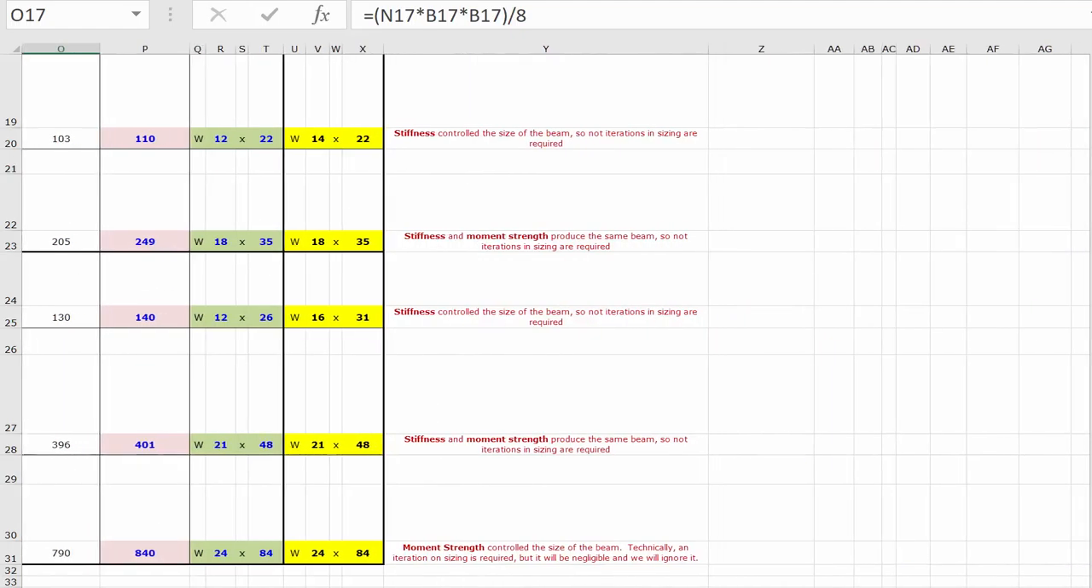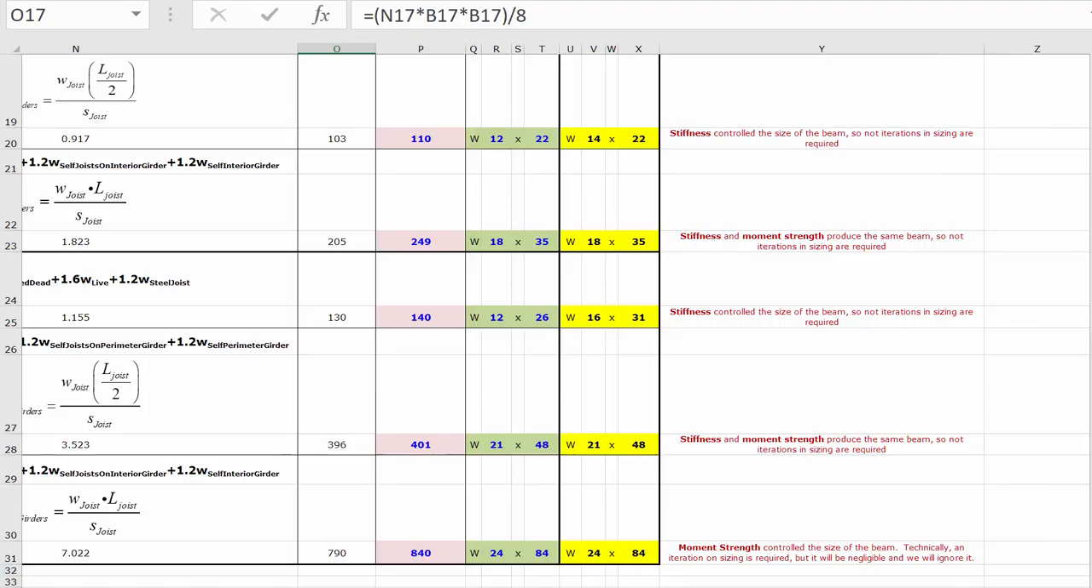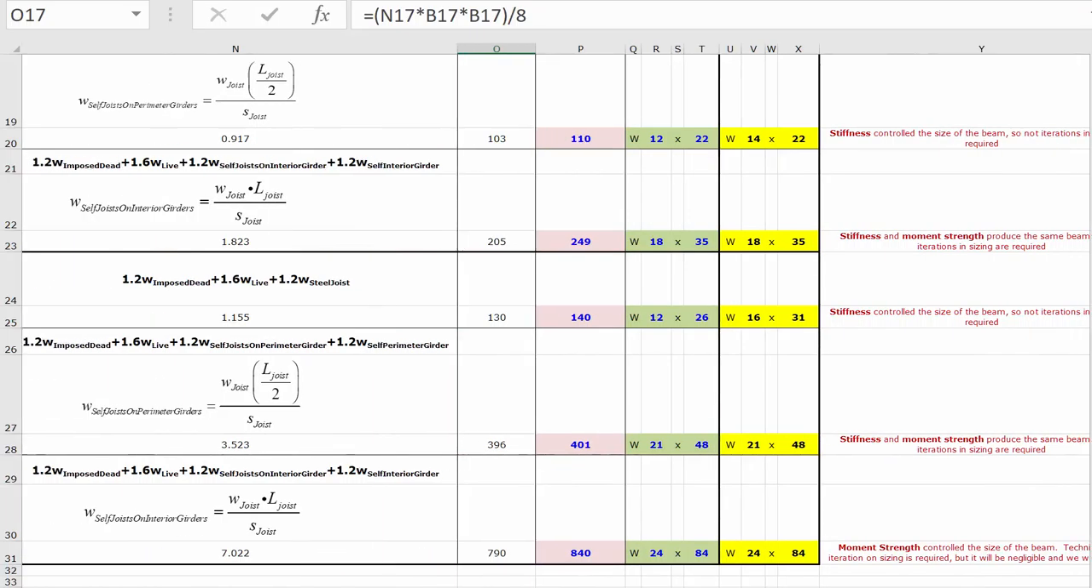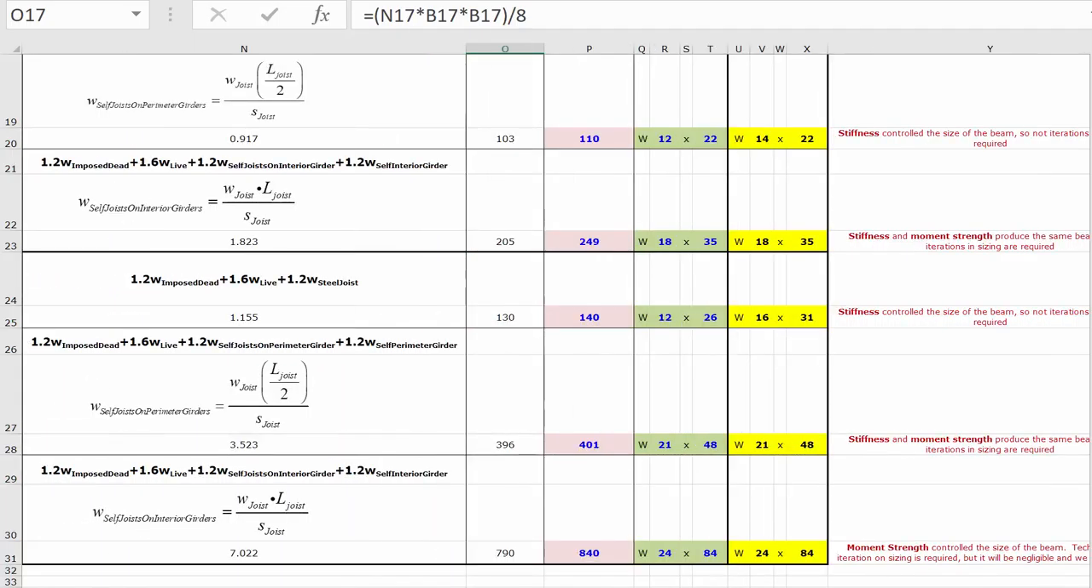Let me see if I can get this thing to behave properly here. Just refuses. Okay.